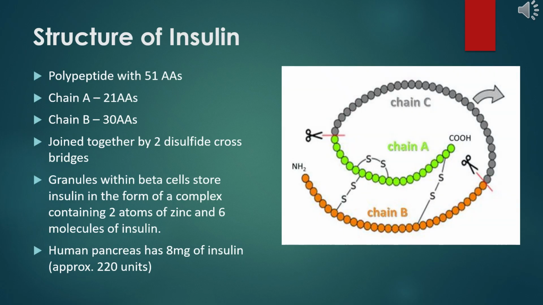Now let's move on to the structure of insulin. Insulin is a 51 amino acid hormone composed of two chains, A and B, held together by disulfide bridges. In pancreatic beta cells, it's stored in the form of hexamers stabilized by zinc. On demand, it's secreted as active monomers into the blood.